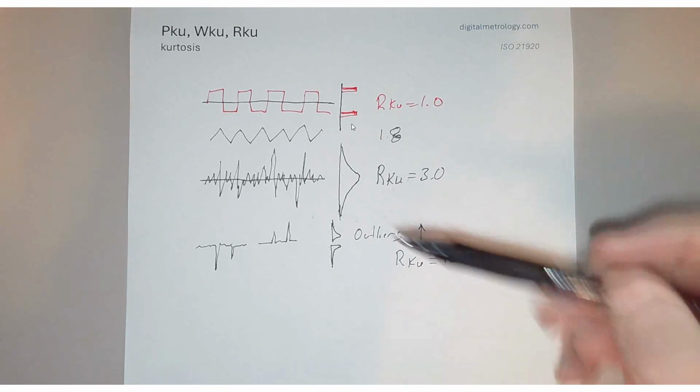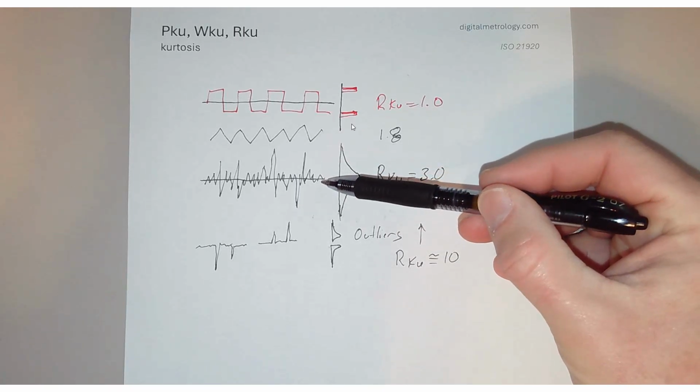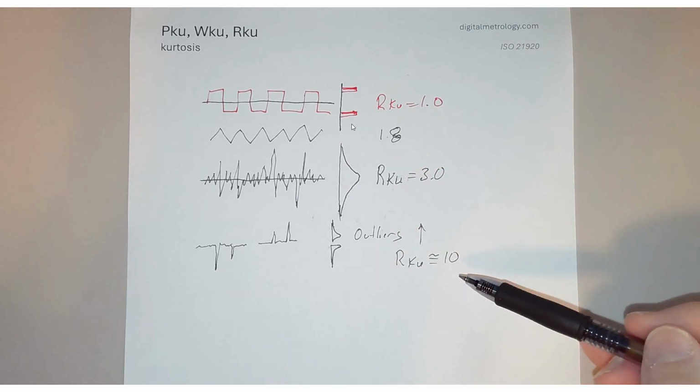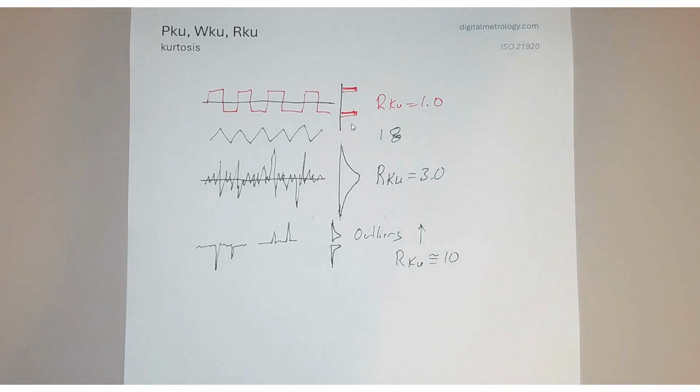So a surface that looks random but has one extremely bad point could still have a very high kurtosis. So kurtosis is one of those mathematical parameters. It's used in statistics, but we need to take special caution when we apply it to surface texture.